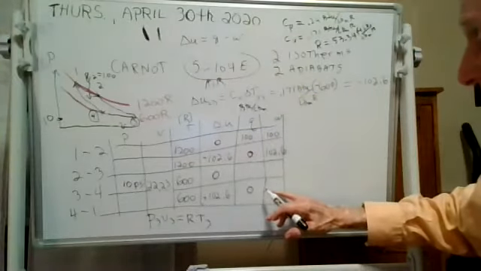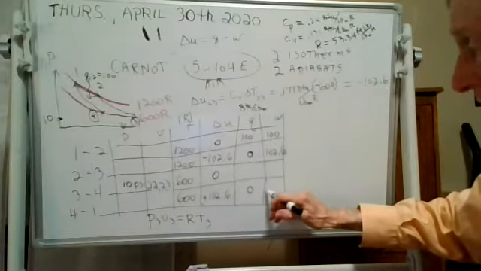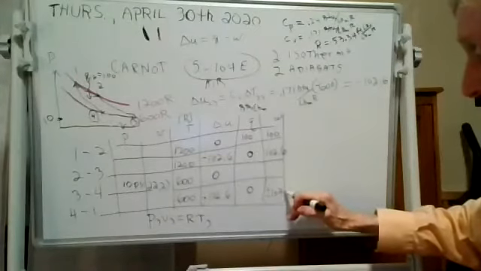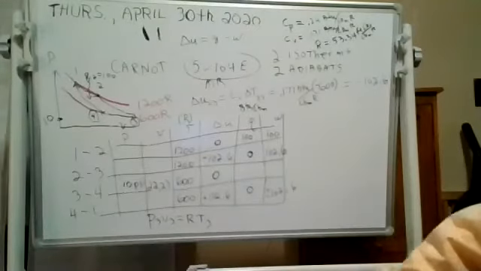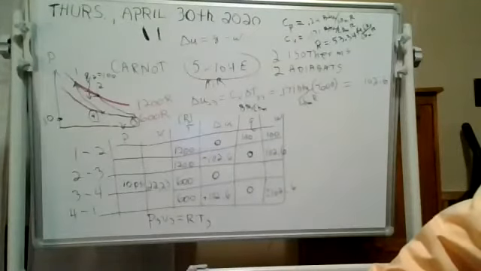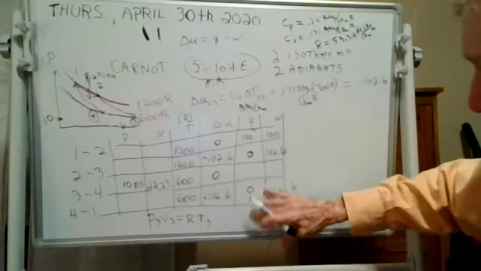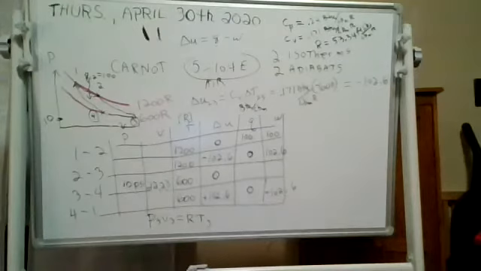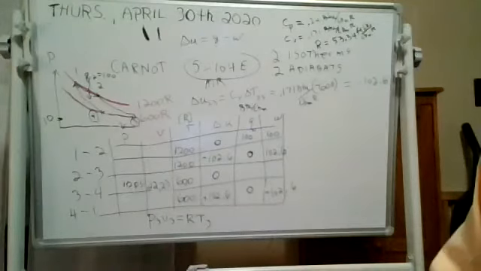The work here should be either plus or minus 102.6, but which is it? Going from 4 to 1. Minus. It's minus. Okay, we made a lot of progress here.